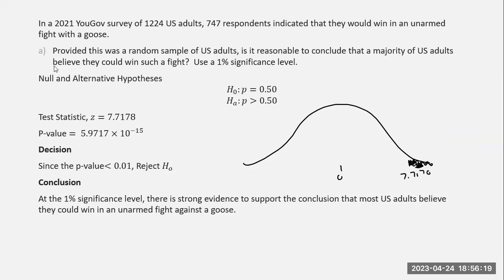All right, so yeah, US adults think they can take a goose, which honestly I think is probably pretty reasonable. Maybe bear less so, right? Are we good with that?